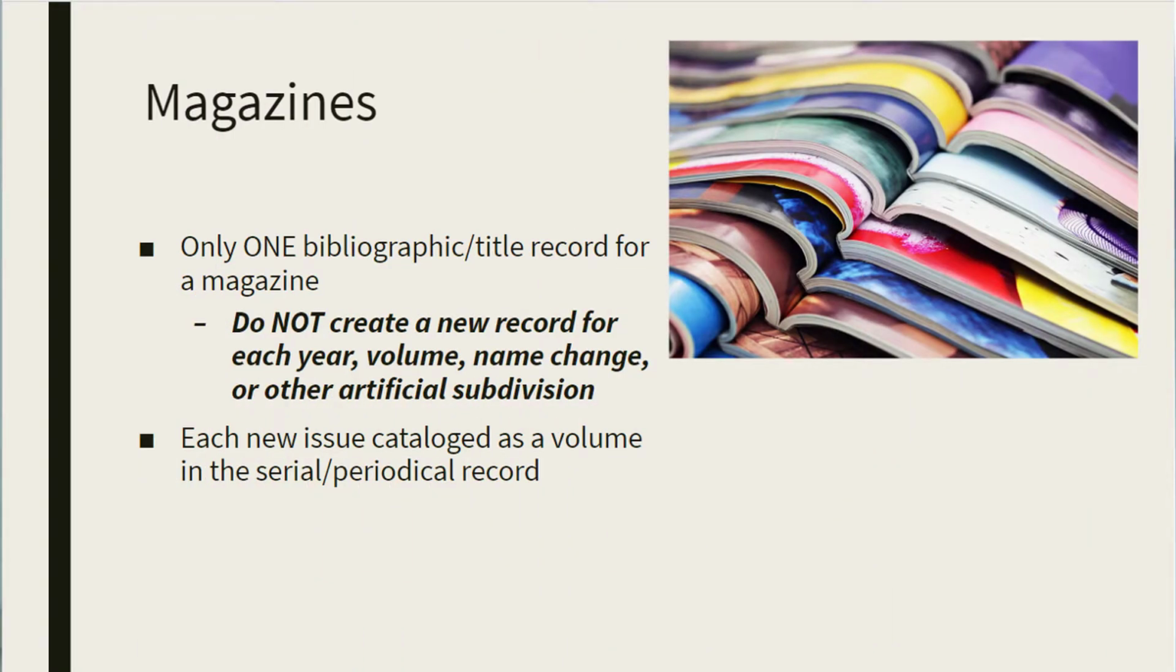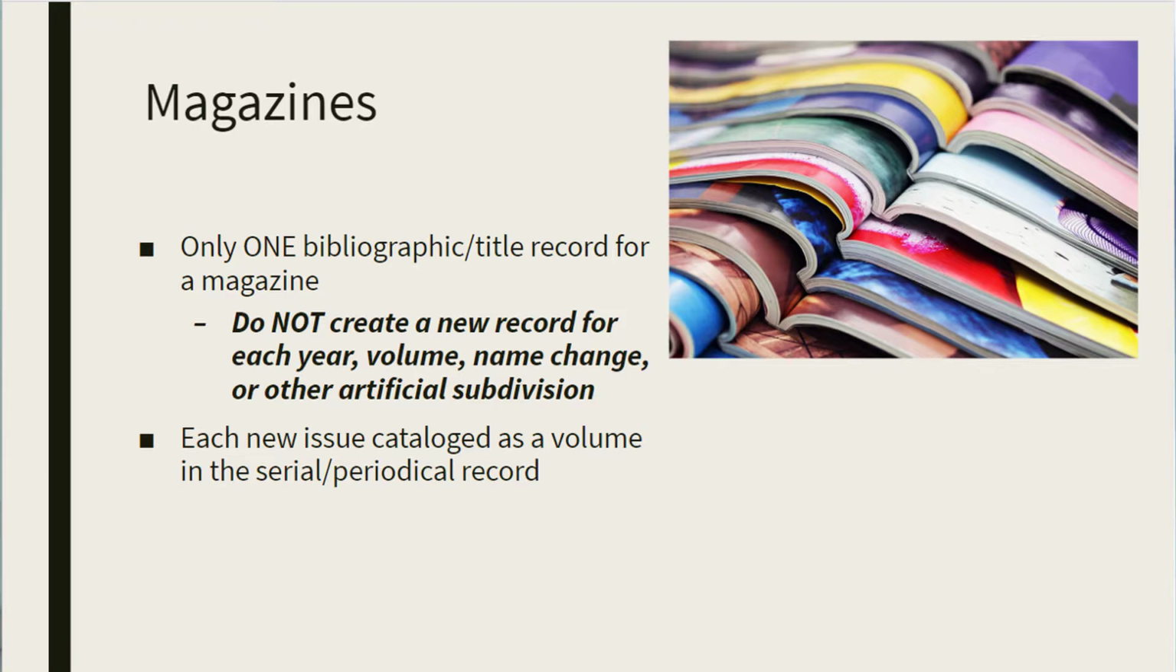Another thing, I heard a lot of you talk about, you're the ones who add the magazines and periodicals to your catalog. So this is especially for you, but everybody ends up having to do it at some point, right? So you will use one bibliographic record for a magazine. This means you do not create a new record every single volume that comes in, every year that it comes out. As far as name changes go, send that to a bibliographic cataloger because that gets complicated. Any other kind of artificial subdivision, you don't do it. You have one record for the magazine.